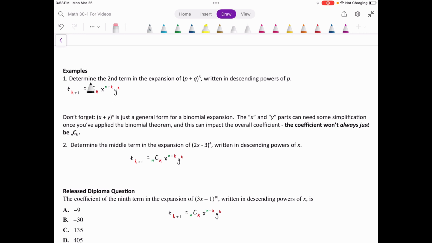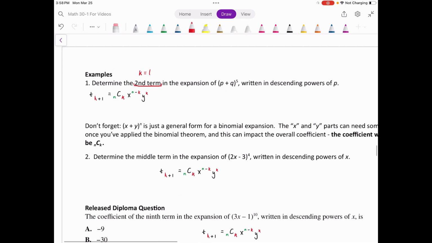Alrighty, so first up, it wants us to determine the second term in the expansion of (p plus q) to the power of 5, written in descending powers of p. That's the default way we would write it. So determine the second term. What does that tell us? Remember, we start counting: the first term has k of 0, the second term has a k of 1. K is always 1 less than the term number we're interested in. This makes sense: we're looking for T2, the second term, so k must be 1, since T2 is T sub k plus 1, in the expansion of (p plus q) to the power of 5.